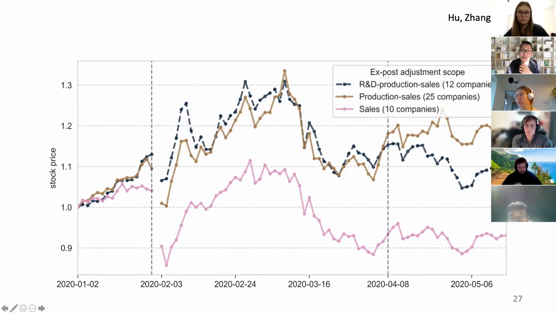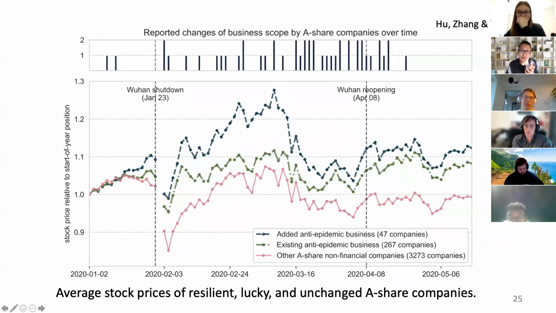And we see here, if you only change sales or marketing, it actually performs worse than the average company. If you look at this graph, here is the stock market price at the start of the year. The other A-share companies without the addition of business come back to the original stock market price by the end of May, even though they were influenced by COVID.